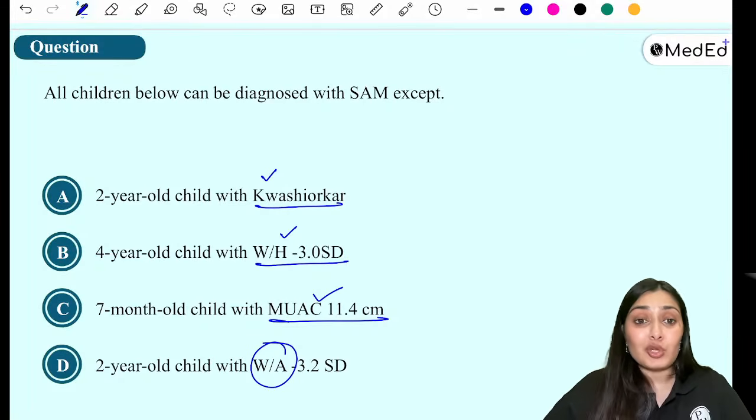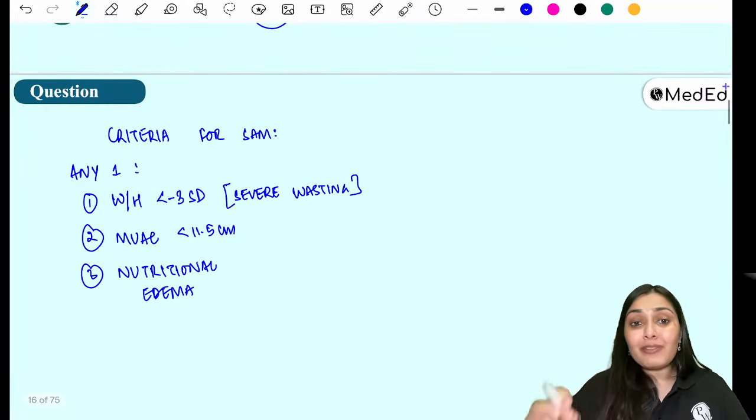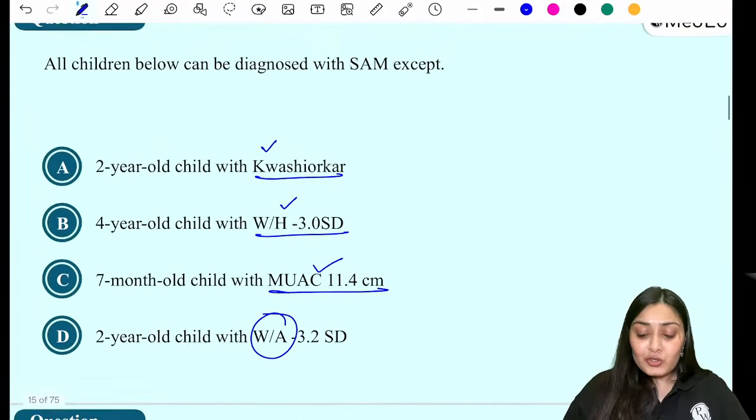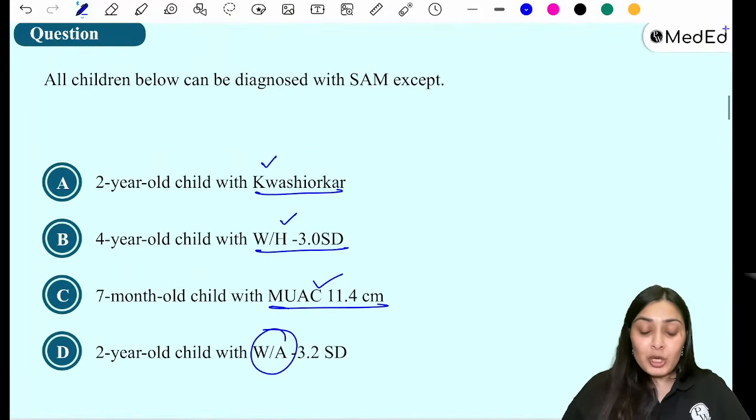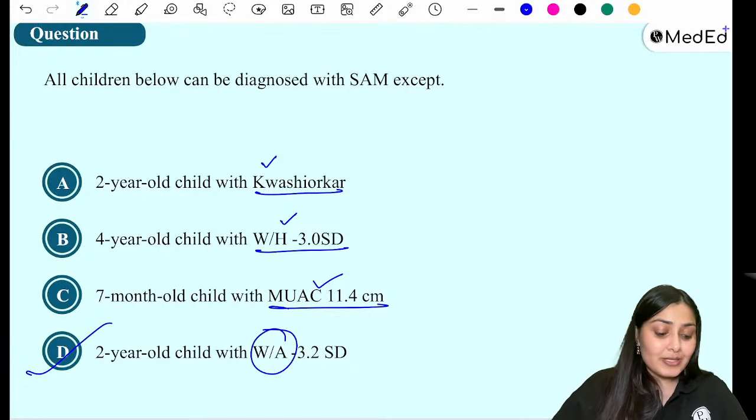Now look at the last option, a 2-year-old child with weight for age -3.2 standard deviation. So weight for age is not in the criteria. The criteria includes weight for height, wasting, not weight for age, right? So this is not included in the SAM. So option D is something which is not SAM. So all other three are SAM. Option D is not SAM.